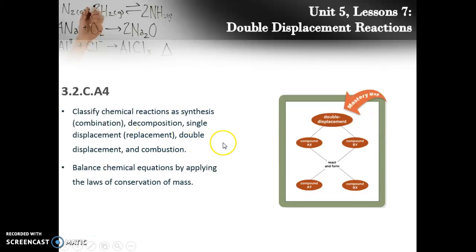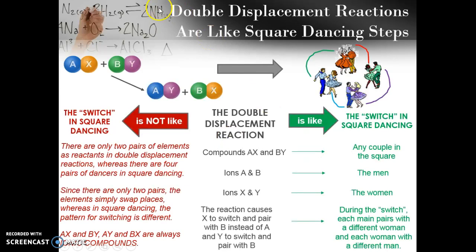Our goals for today: we are going to classify chemical reactions as synthesis, decomposition, single replacement, double replacement, and combustion, and we are going to balance chemical equations by applying the laws of conservation of mass. So the reaction that we're going to focus on today is actually our last type of reaction. After today we will have covered them all, and it's called a double displacement reaction.